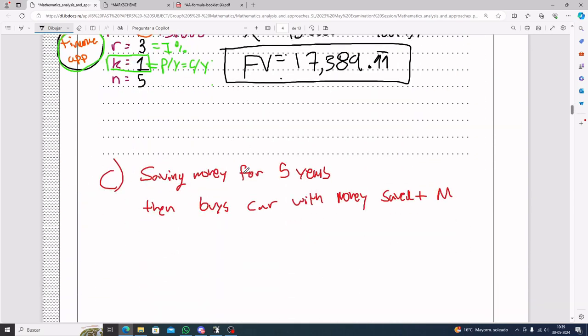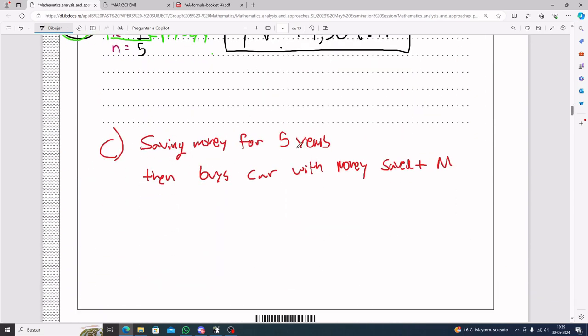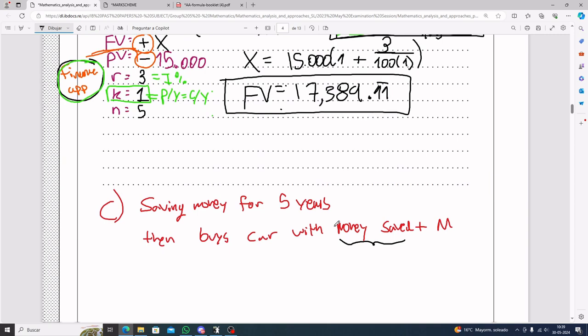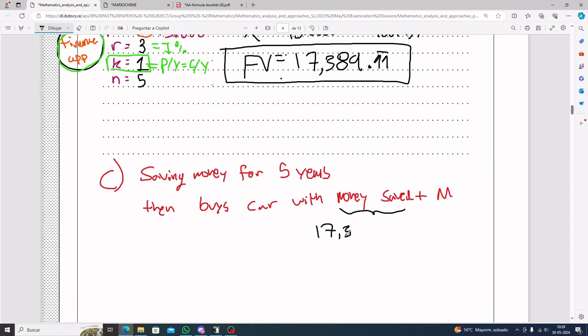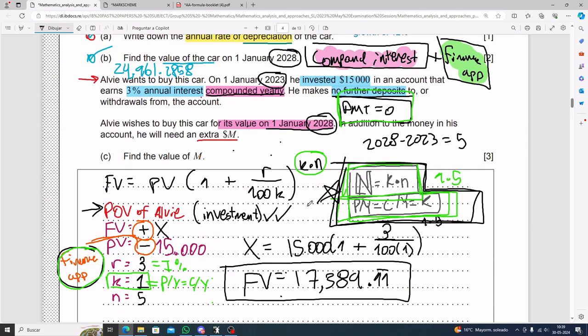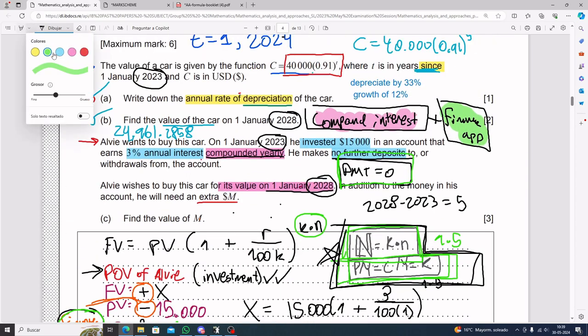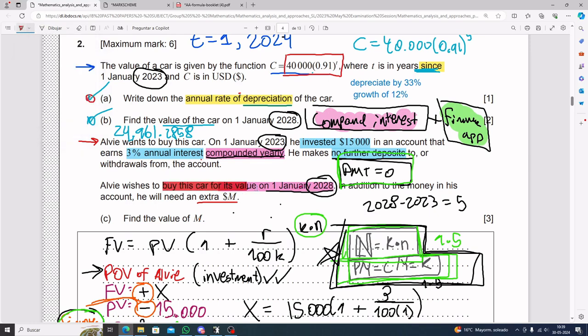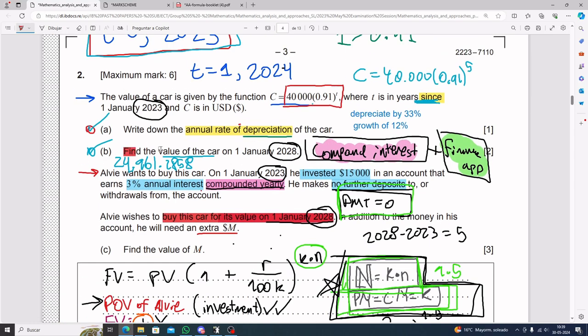What we just found is that he was first saving money for 5 years and then buys a car with the money saved plus M. The money saved, we just discovered, is 17,389.11. And so this plus M has to equal the value of the car. Now, what was the value of the car? Well, they tell us that he wishes to buy this car for its value on the 1st of January 2028. And what is the value of this car on the 1st of January 2028? That is what you did in part B.